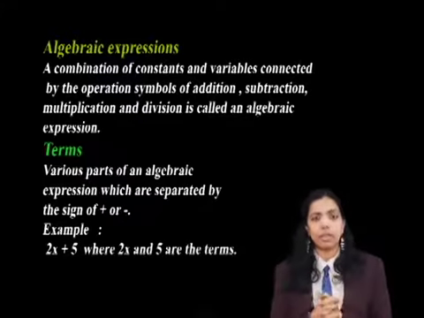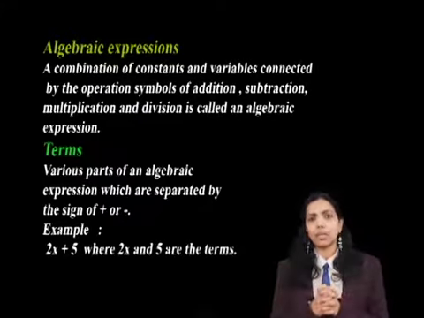If you are talking about expression, one more expression is there without any variable. We can call it a numerical expression. For example, 20 minus 2 divided by 3. Only the numbers are involved in the expression. It is called a numerical expression. Now back to our algebraic expression.